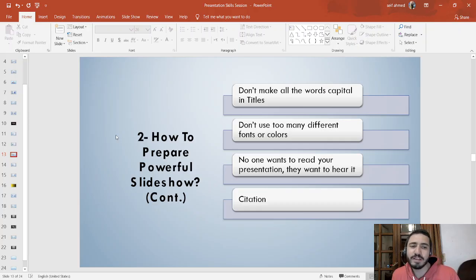Also, don't use too many different fonts or colors because, yes, you want your presentation to be attractive, but you do not want too much variety of colors that will cause confusion to your audience.